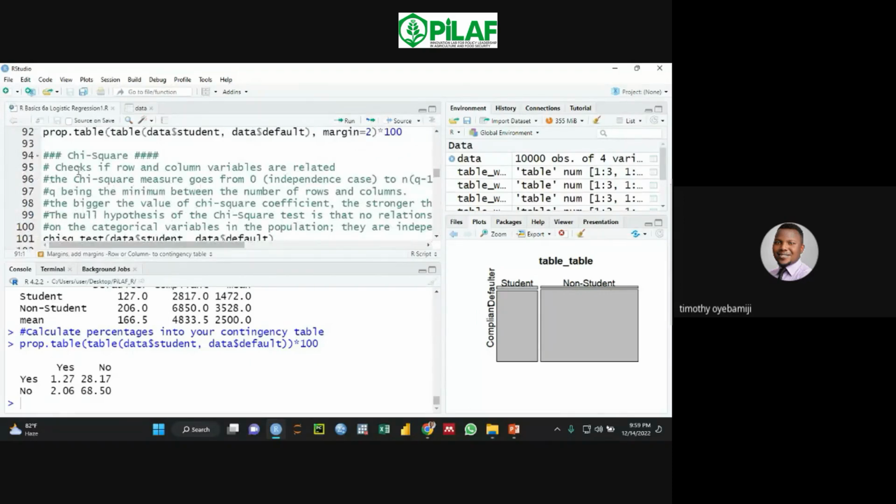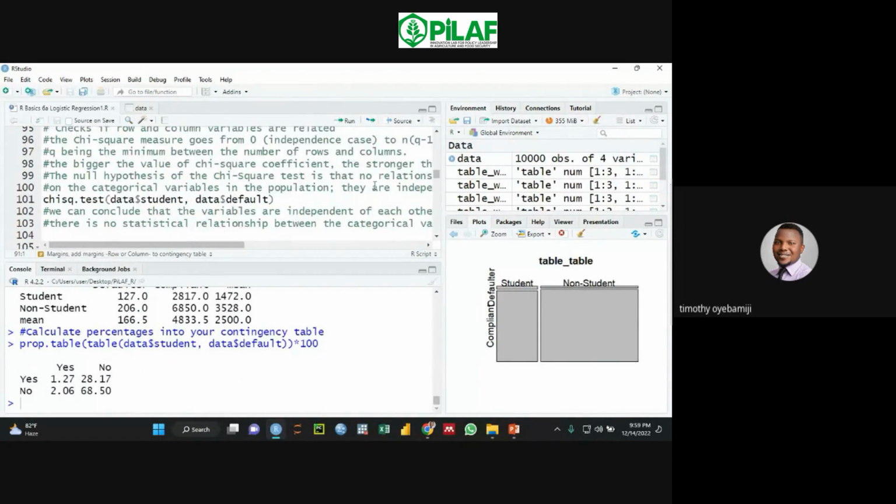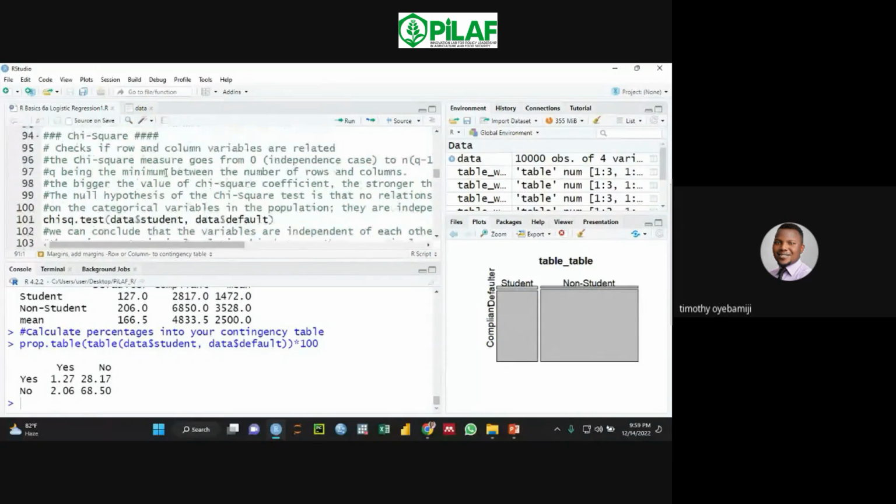In fact, I remember one of our prof's classes, I think before the ANOVA, we did chi-square, we did Fisher's test, I think there was another G test, and so on. But let's quickly revise chi-square and see what we have. So it checks if row and column variables are related. We are still talking about the contingency table. To check if the rows and columns are related, we use chi-square.